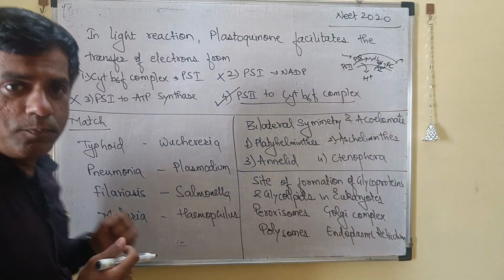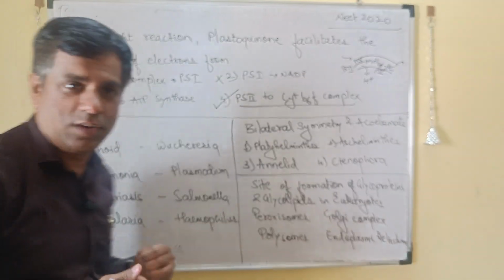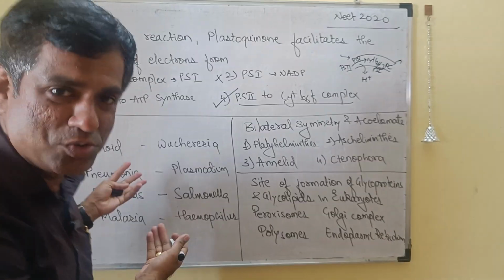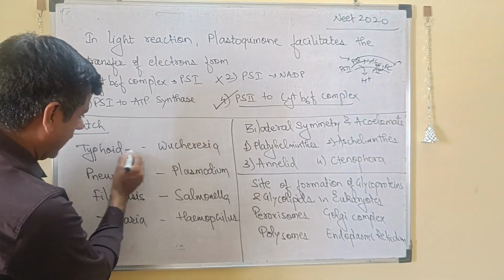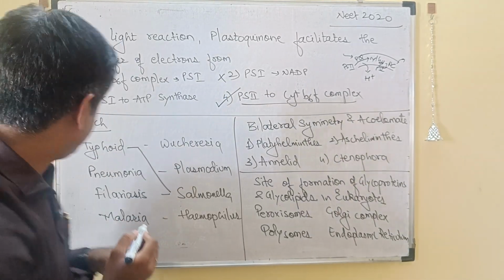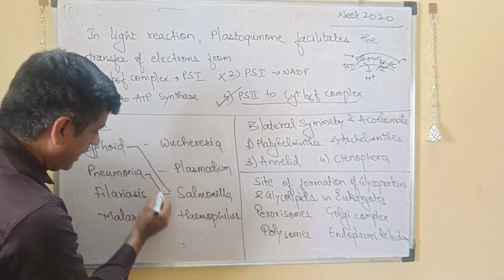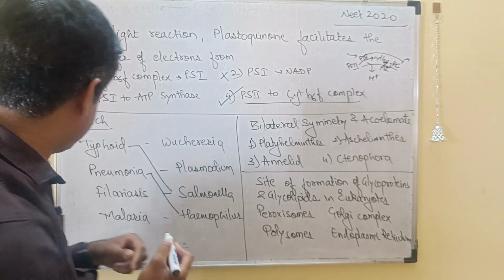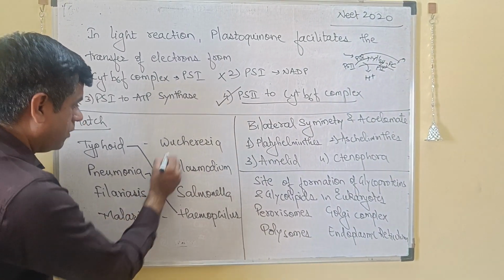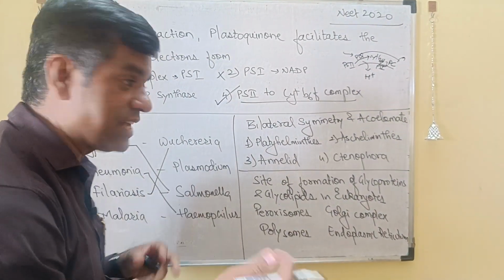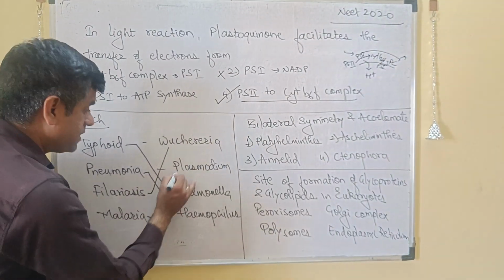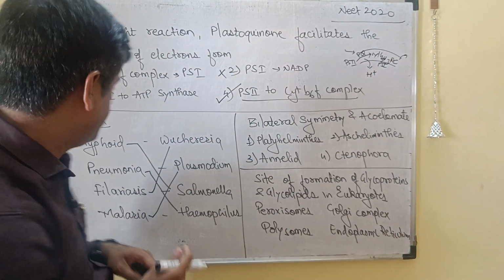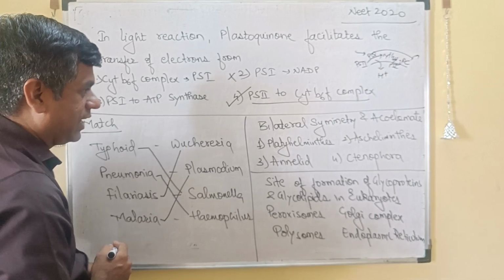Match the following. You are very good at making matches. We know that matches are made in heaven, but these matches you will have to make. Typhoid is a bacterial disease, Salmonella typhi. Then you have pneumonia, again a bacteria, Haemophilus influenzae. Filariasis, a worm, that is Wuchereria. And malaria is a protozoan, that is Plasmodium. Look at the correct options and take the right one.